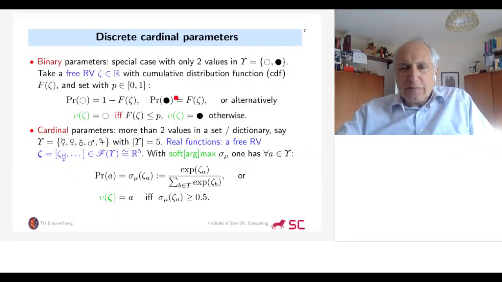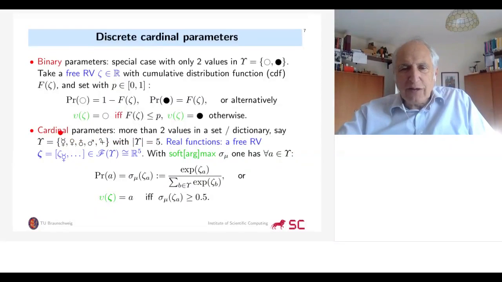And so a binary parameter is a special case of these cardinal parameters. Cardinal parameters just means it's more than two values in a dictionary or something like that. I've taken an example here. Maybe you recognize these are the astronomical signs for the first planets. This one is Mercury, that's Venus, that's Earth, that's Mars, and this is Jupiter. So this has 5 members. The idea is that instead of this, we take real functions of this. A real function on this is a real random variable which can take 5 different values.